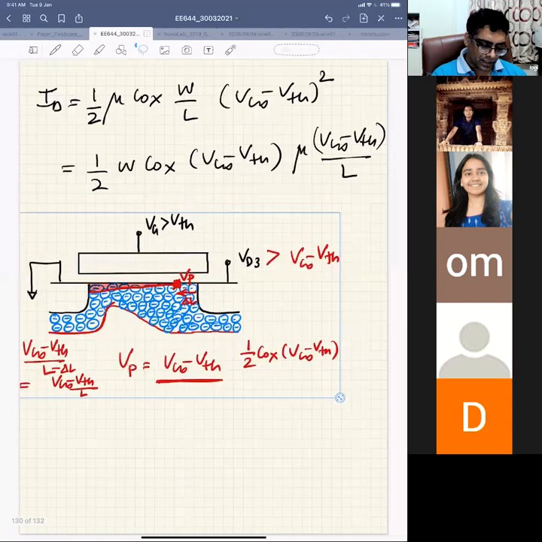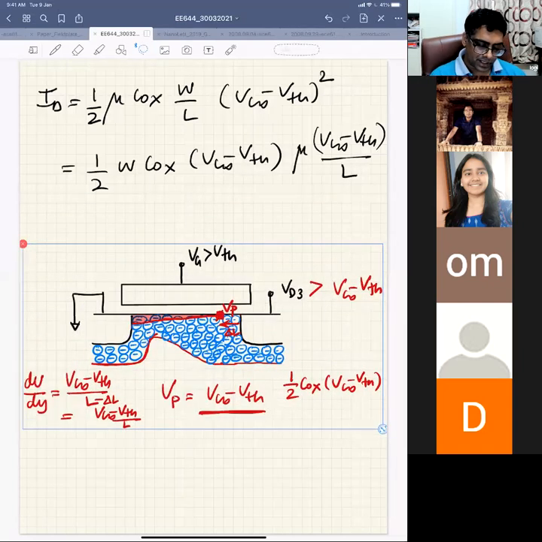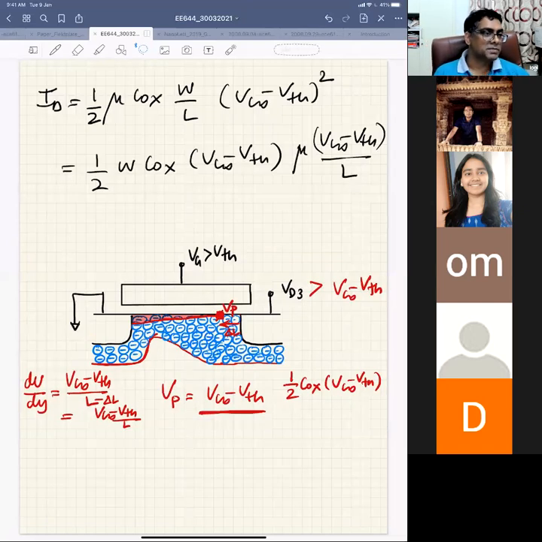so see, when the transistor is in saturation, that means your transistor is pinched off. And when the transistor is pinched off, what is the voltage across the inversion layer? Voltage across the inversion layer is VGS minus VTH. And what is the field? VGS minus VTH by L. And what is the velocity? It will be mu times VGS minus VTH by L. So this is nothing but your drift velocity.